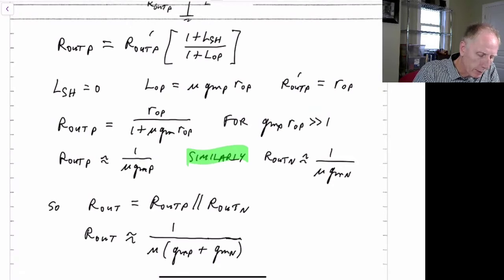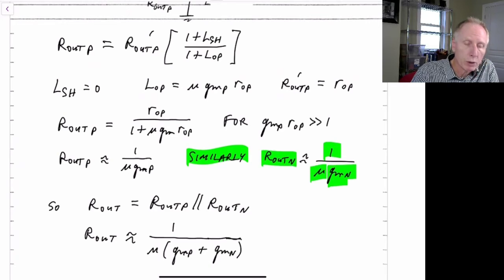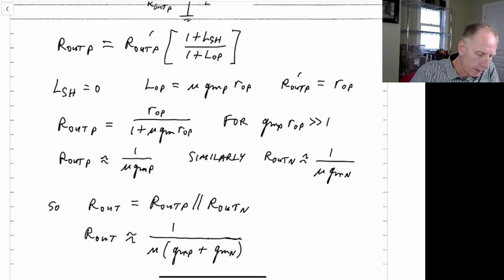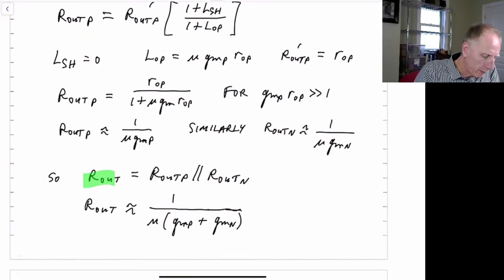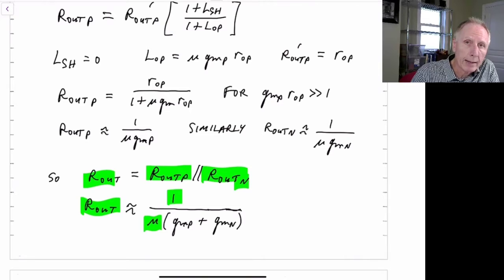If you do a similar analysis, you'll find that the output impedance on the N side will be 1 over mu times the gm of the N channel transistor. So the overall output impedance is the parallel combination of those two output impedances, which works out to be just 1 divided by mu, where mu is the gain of the error amplifier, times the sum of gmP plus gmN. So the larger you can make those two transconductances, the smaller your output impedance is, and the larger you can make the error amplifier gain, the lower the output impedance is going to be.